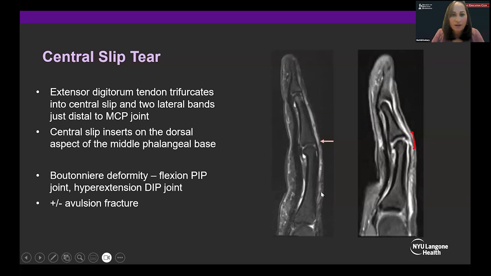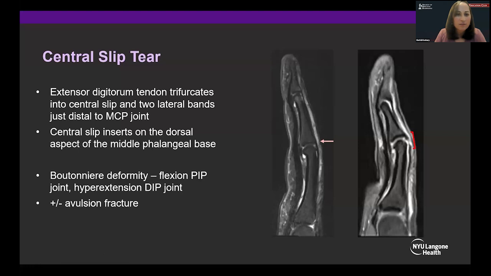So if we're looking at a normal MRI image, again, this is our full extensor tendon, and right here is where we expect the central slip to insert at the base of the middle phalanx dorsally. So in our case, we can now see that there's that tear just proximal to that insertion. We see a few remnant fibers at the phalangeal attachment, but with that fluid-filled defect.